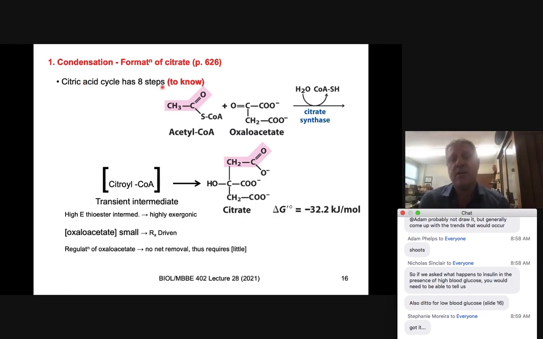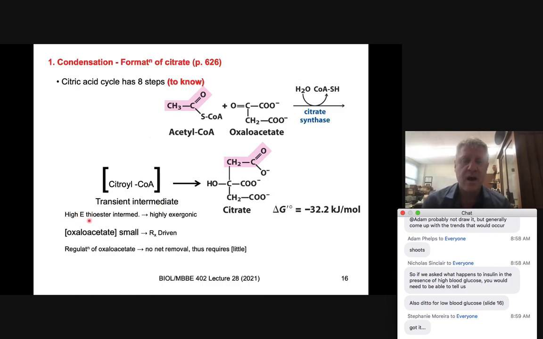So the citric acid cycle has 8 steps, and you need to know these. It has the first reaction of the acetyl-CoA coming in with the oxaloacetate, and using molecular water causing its displacement of the acetyl-CoA to actually then produce the citrate through the citrate synthase. Now, it doesn't produce an intermediate compound to produce this. We're not going to go through that because it's a little more complex.